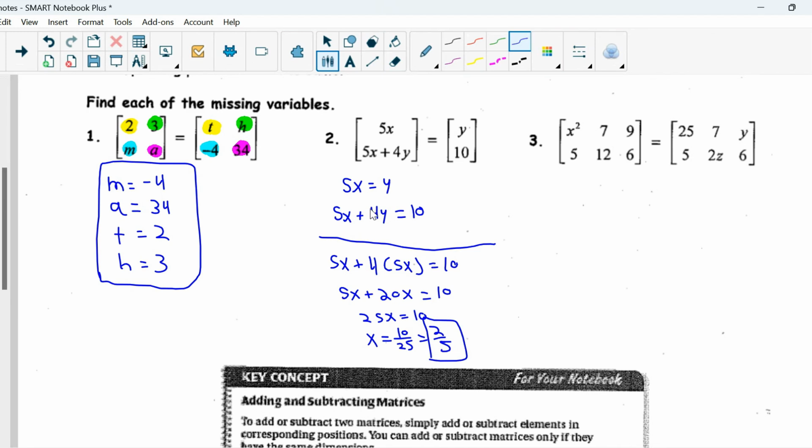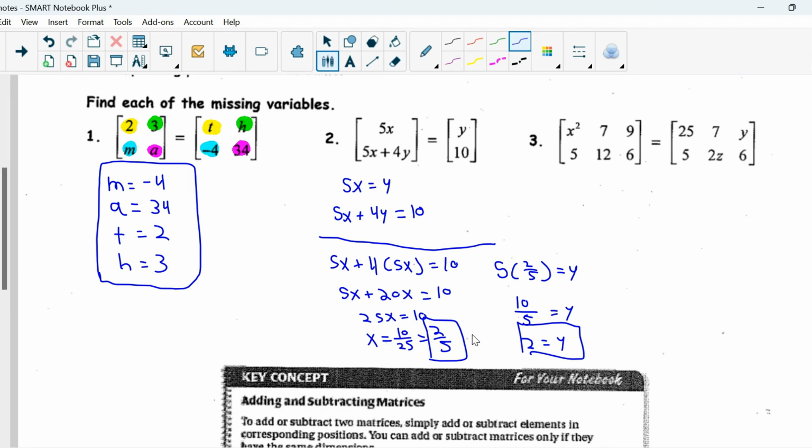Now we can solve for y with substitution. We have 5 times x, which is 2/5, equals y. Let's go ahead and multiply. 5 times 2 is 10, over 5, which ultimately equals 2. So y equals 2. At this point, we have solved for both of our missing variables using our linear systems operations.